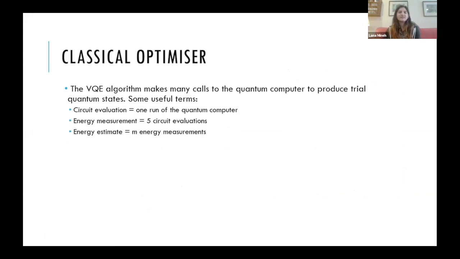The VQE algorithm makes a lot of calls to the quantum computer. One circuit evaluation is one run of the quantum computer, but you need 5 runs to measure all of the terms in the Hamiltonian. And then of course you want to do M number of those measurements to get a good estimate, so often it would be in the thousands.